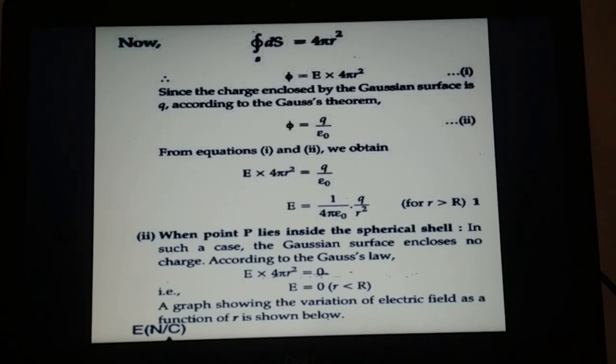So when you consider a conducting thin shell, if you consider a point outside the shell, you have an electric field intensity given by 1 by 4 pi epsilon 0 q by r square, and when you consider a point inside the shell, the electric field intensity will become 0. That is an important result in electrostatics, which means inside a conducting shell or inside a conducting cavity, there is no electric field intensity. If there is no electric field intensity, there is no electric field.